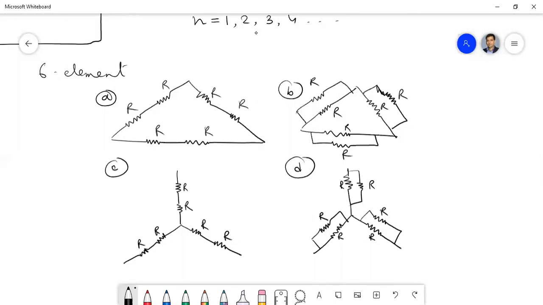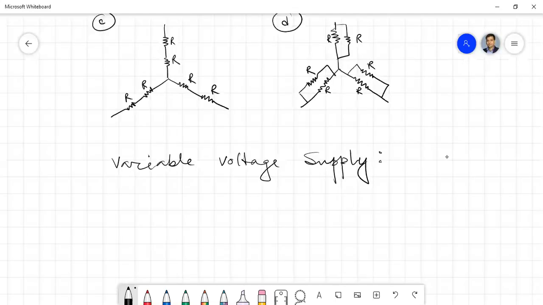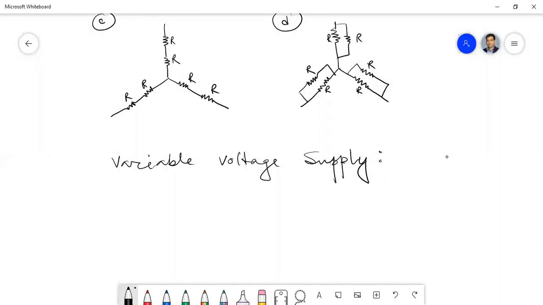By varying voltage, by auto transformer, induction regulator, by series impedance, or by dedicated variable voltage supply, by using power electronics converter, by periodically switching on and off the supply. These are all voltage control, varying voltage control.